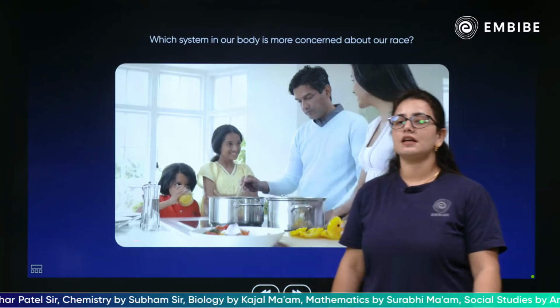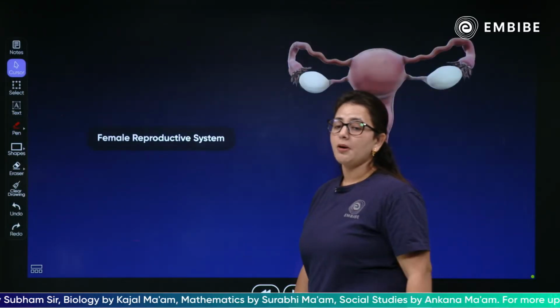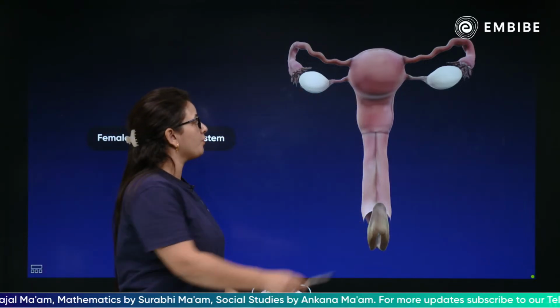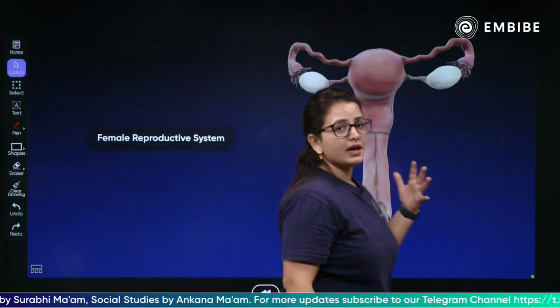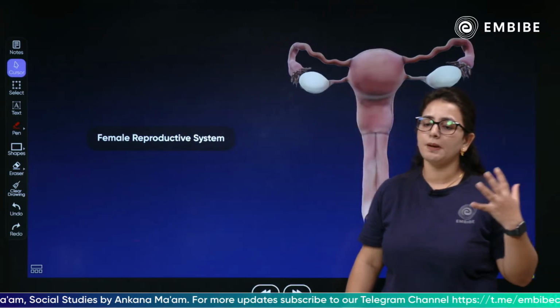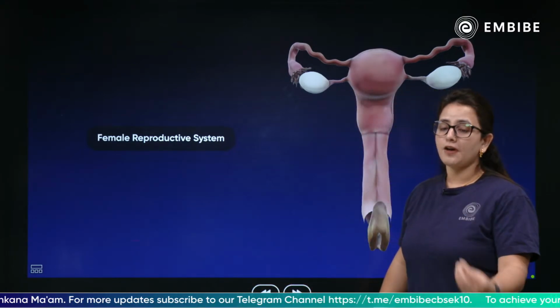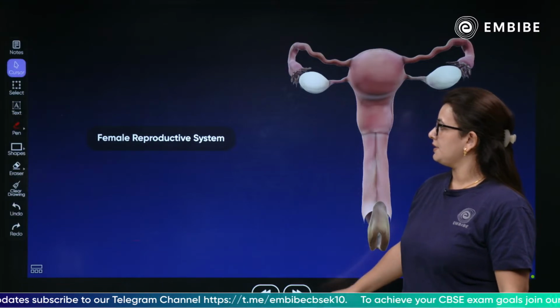Yes, so let's discuss the female reproductive system in detail. The very first thing about the female reproductive system is how it looks and its various parts. We have a pair of ovaries, a vagina, a cervix, and the uterus. Every part of the female reproductive system has its respective functions. Let's explore each and every part.